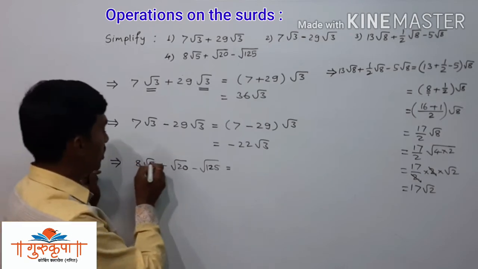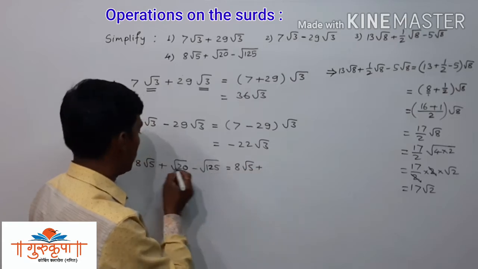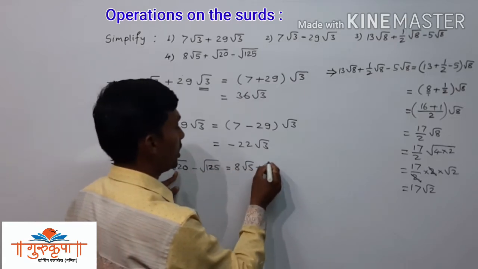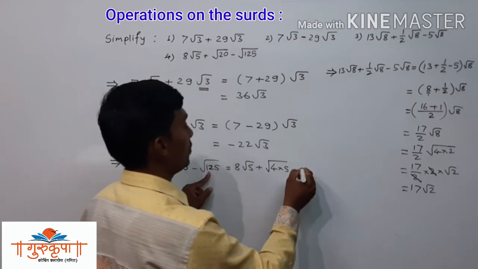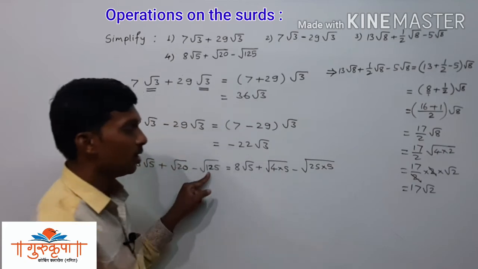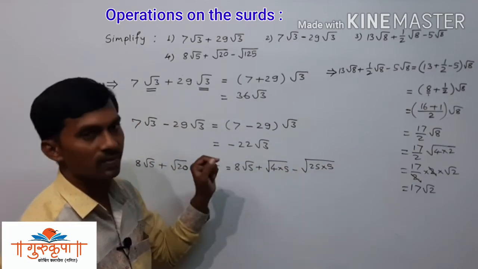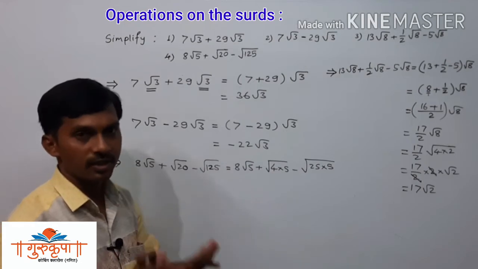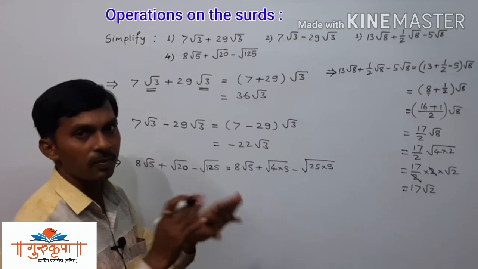So here is 8√5 as it is, plus this √20 you can write as 4 multiplied by 5, minus this √125 you can write as 25 multiplied by 5. We are only trying to put 5 inside this square root and we are getting the factors like that. If you are not getting the factors like that, then we can factorize differently.